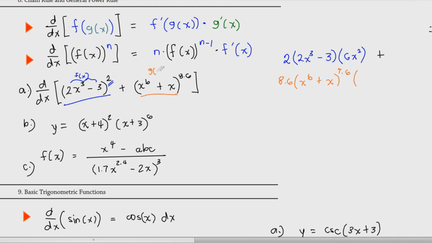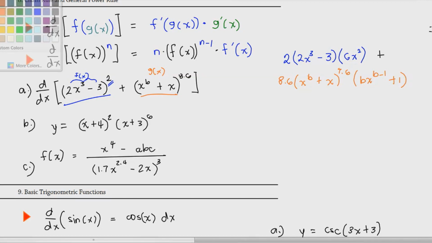Let's just use g of x. So the derivative of this g of x would be x to the b, so we have b x to the b minus 1, and then plus 1. So you can expand this further, since this is very easy to expand. Now I won't require you to expand this because you can see this one is in decimal exponent.